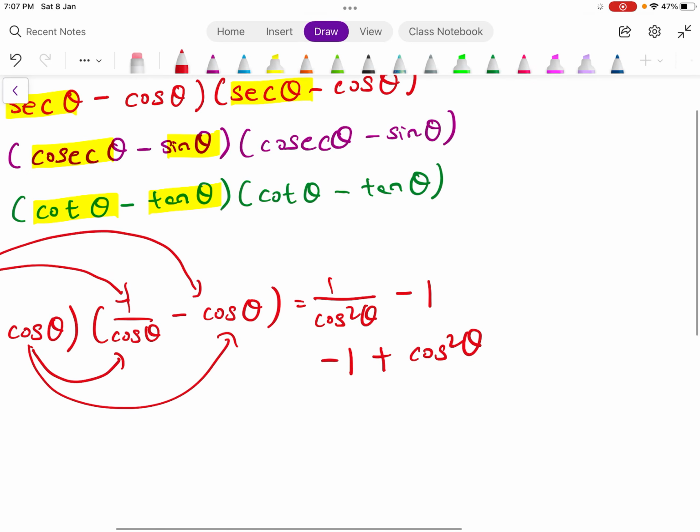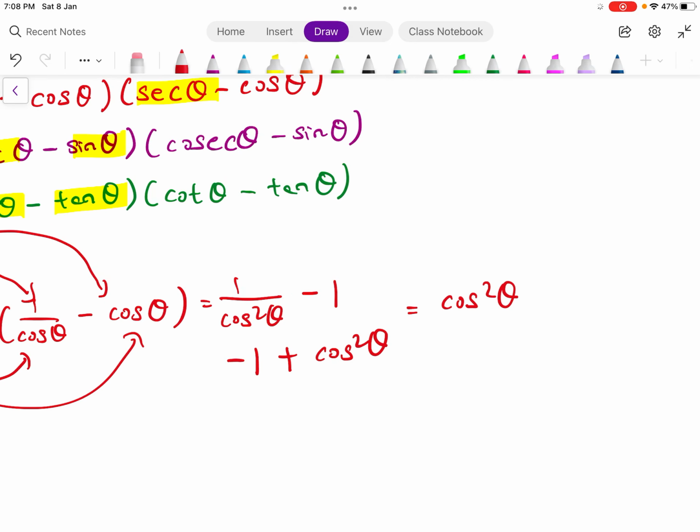Now I do a bit of manipulation. You should get roughly cosine square theta plus 1 over cosine square theta minus 2. So this is the first part. Now I move on to the second part.